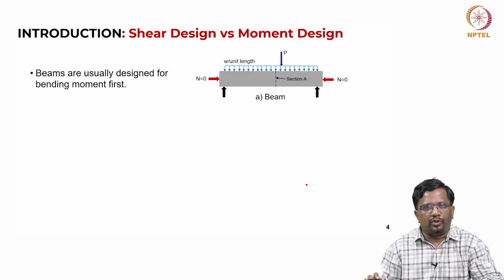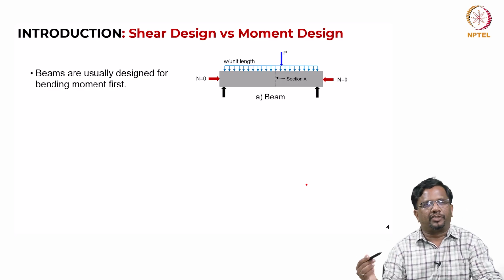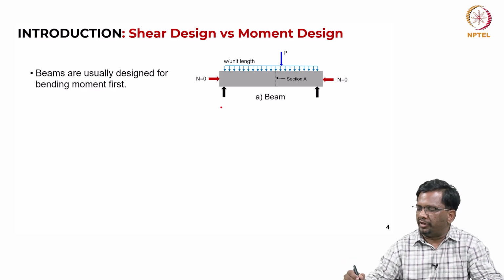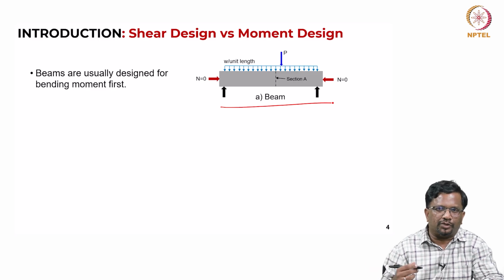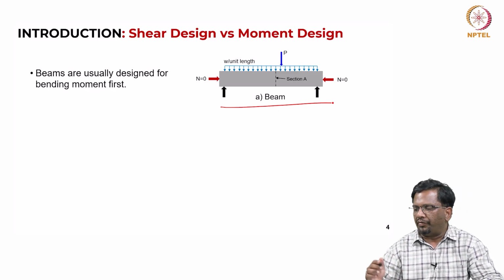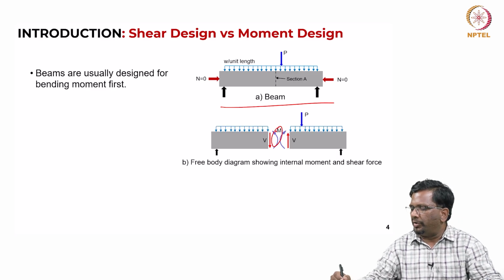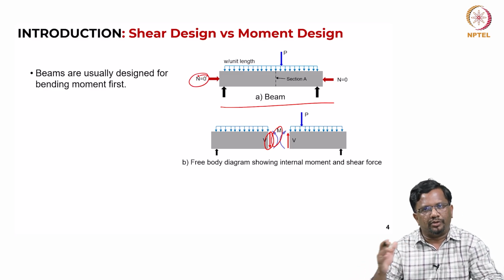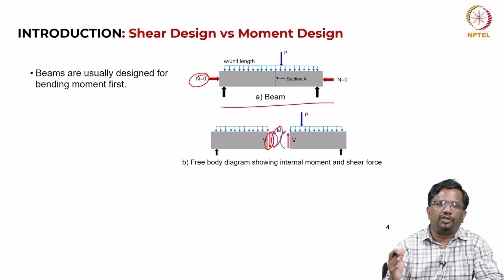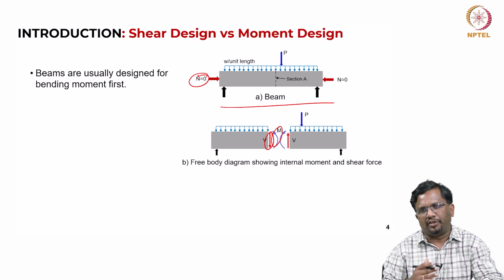So, we all know that typically the beams are initially designed for flexure and then they are checked for shear. For example, you see here a simply supported beam which is subjected to some uniformly distributed load and a concentrated load. If you take this section and take the free body diagram, you will have both bending moment and shear. In this case the axial force is 0, so your section will be subjected to only shear and bending moment. These are internal forces. We need to design for these internal forces.